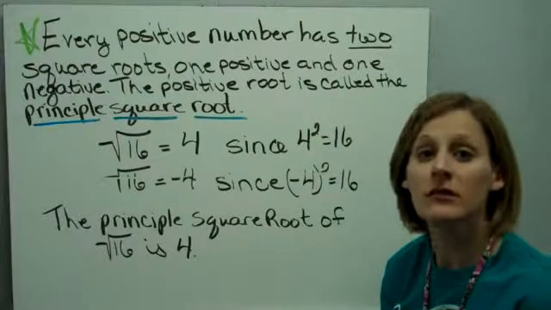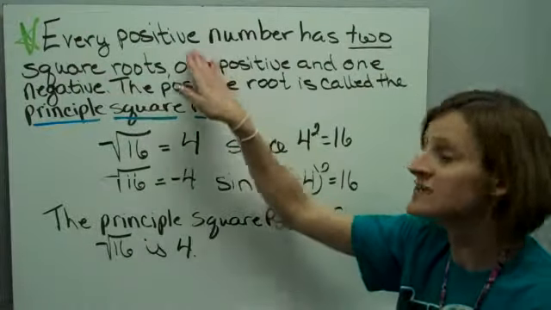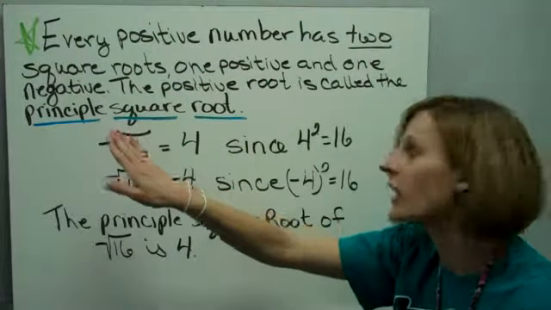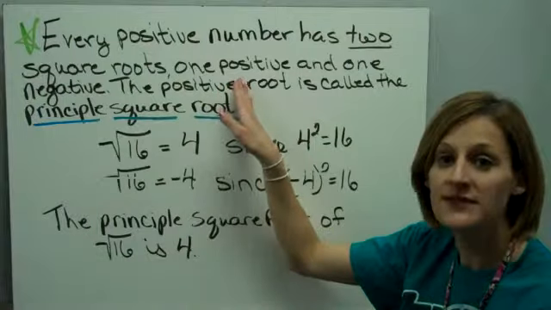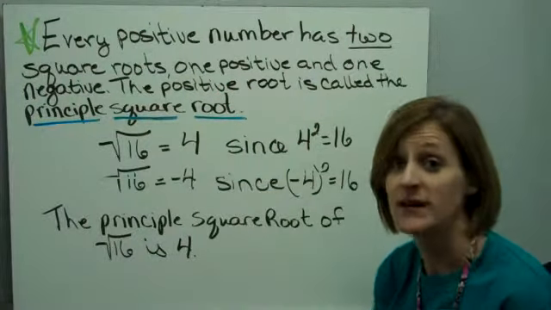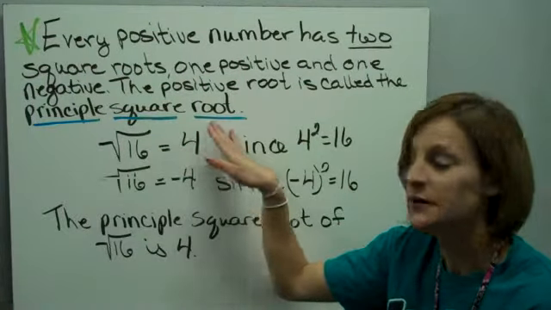Something a little new that you probably haven't remembered before: every positive number is going to have 2 square roots, not just 1. It's going to have 1 positive square root and 1 negative. Now the positive square root has a special name. We call that the principal square root.